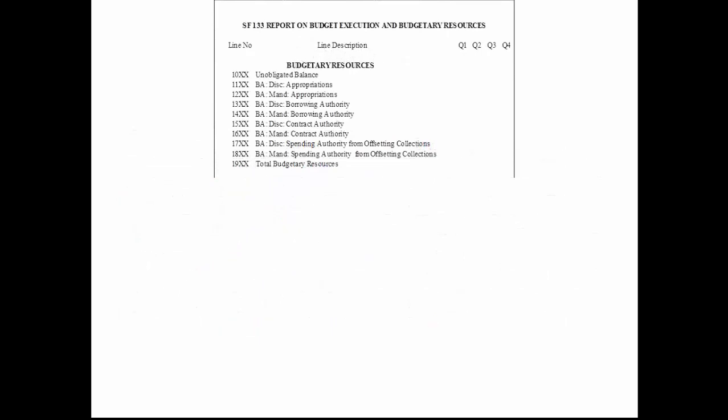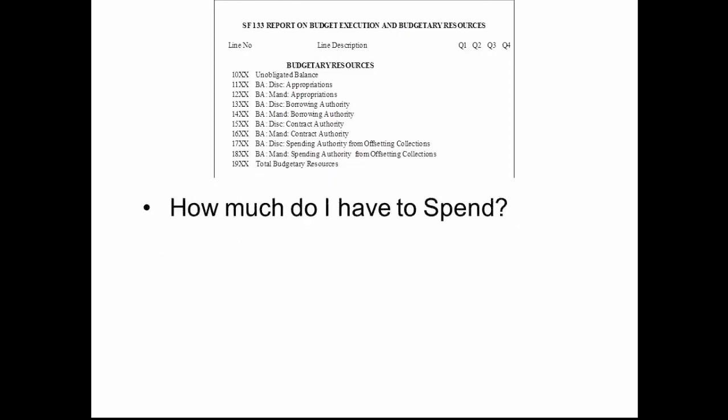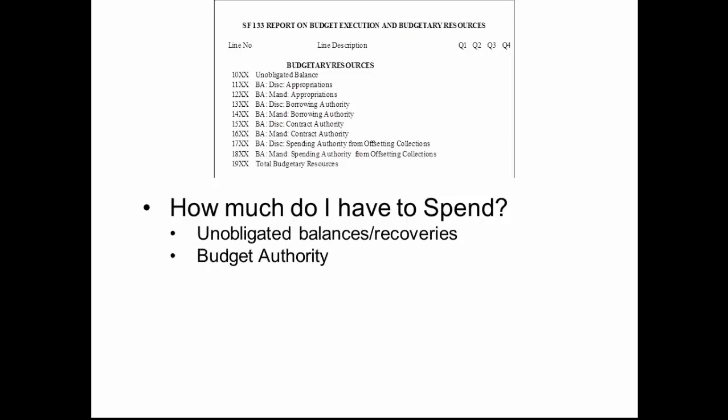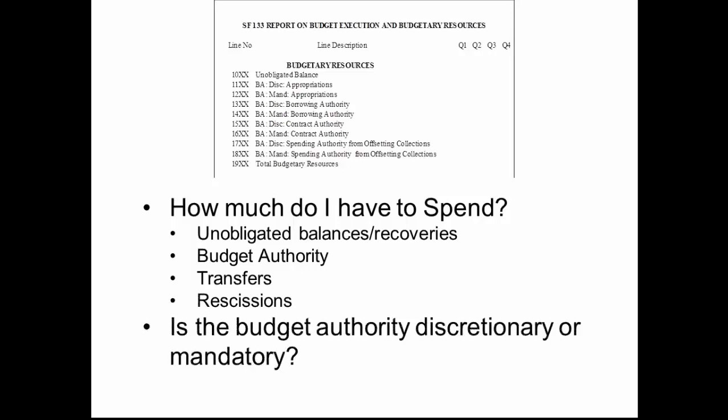Line numbers in the 1,000 series identify budgetary resources. That is, how much do I have to spend? What's it made up of? Well, primarily unobligated balances and recoveries, budget authority made up of appropriations, borrowing authority, contract authority, and spending authority from offsetting collections, transfers in and out, and rescissions, including sequestered amounts. It will also tell us whether our budget authority is classified as discretionary or mandatory.